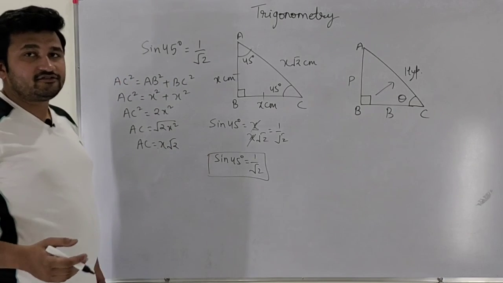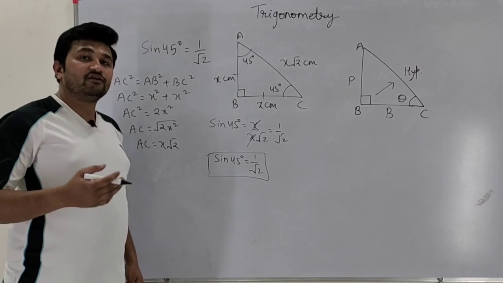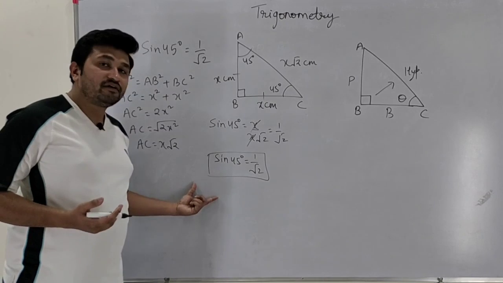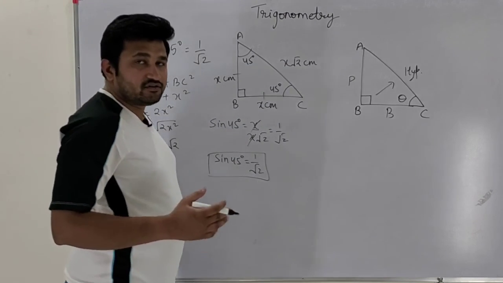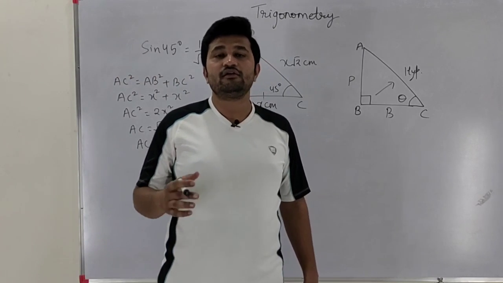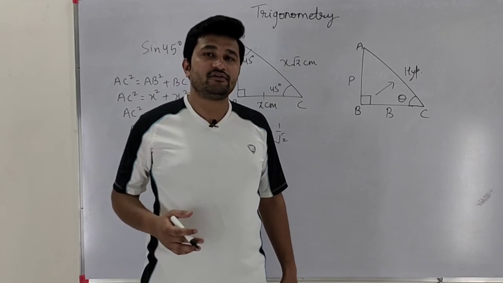So in this video we have seen why the sin 0 degree value is 0, and why the sin 45 degree value is 1 upon root 2. So this much I am covering in this video. I am ending my demo video here. Thank you for watching this.